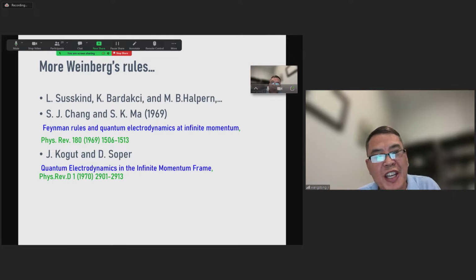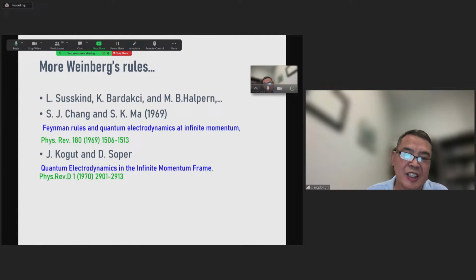And this approach has been followed after the Parton model was put forward, by many people. In particular, here I would like to mention a paper in 1969 by Chang and Ma, which considers QED at infinite momentum, and a similar paper by Kogut and Soper in 1970, also talking about QED in the infinite momentum frame.